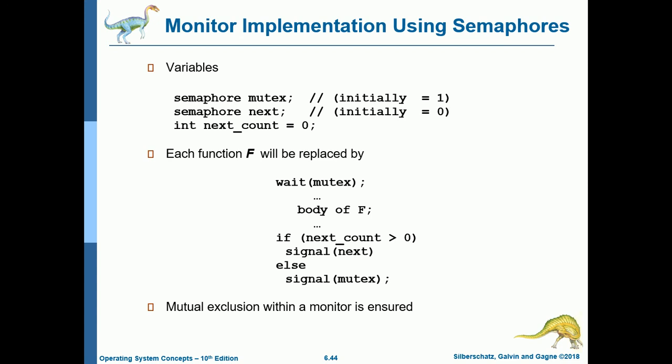So semaphore mutex, initially equal to 1, and semaphore next, initially equal to 0. And then int next_count is equal to 0. So each function f will be replaced by wait(mutex), and then the body of f. So if next_count is greater than 0, then signal(next), else signal(mutex). So mutual exclusion within a monitor is ensured.